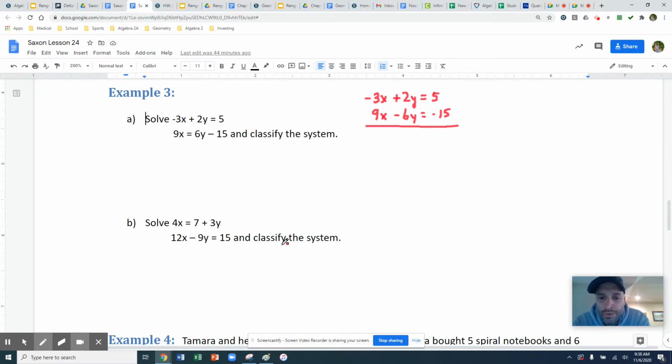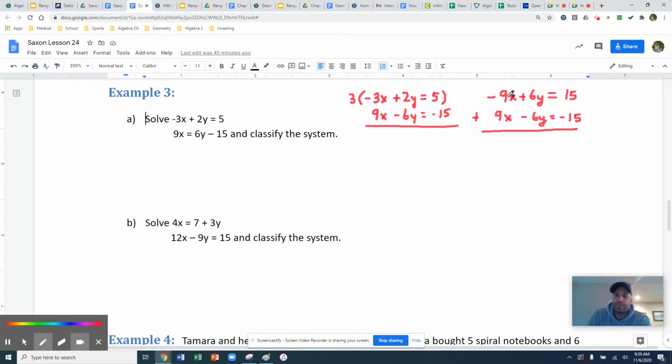So if you have a -3, you're thinking, what could you multiply -3 by to make it -9? And if you're thinking 3, then you are correct. So I'm going to take that top equation, multiply everything by 3, so that I can get the x's to be a -9, and then I already have that +9. So what I did was now got the x's so that they can cancel. So a -9x and a +9x will add to make 0x.